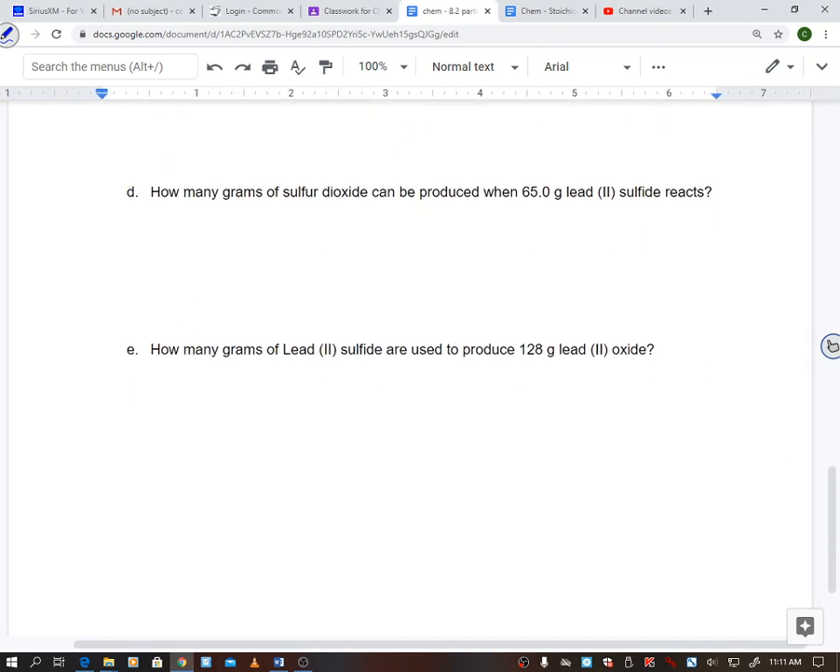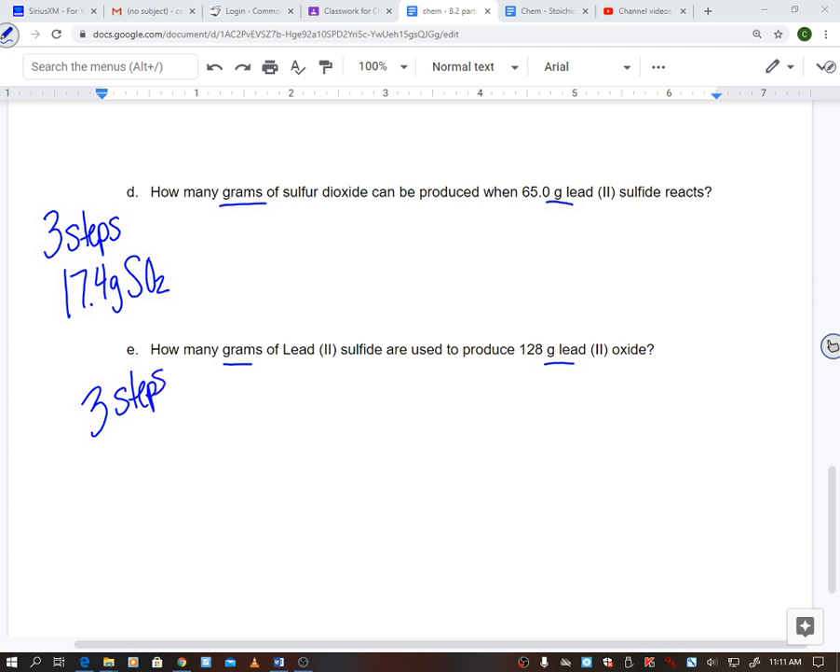I'm going to tell you how many steps D and E are, and I'll give you the answer. I want to see if you guys can set these up. So on D, grams to grams is going to be 3 steps. And the answer is 17.4 grams of SO2. On E, we have grams to grams, so you're going to have 3 steps. And the answer is, I believe, 136.6 grams.